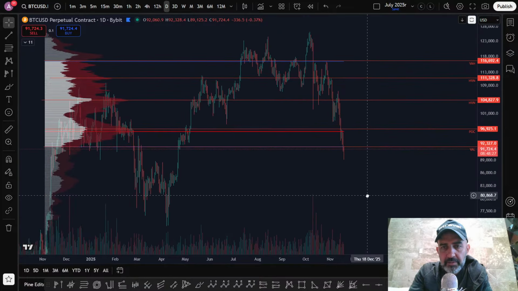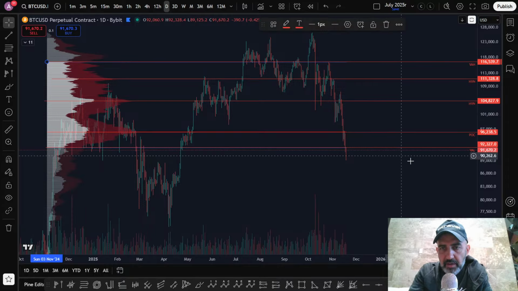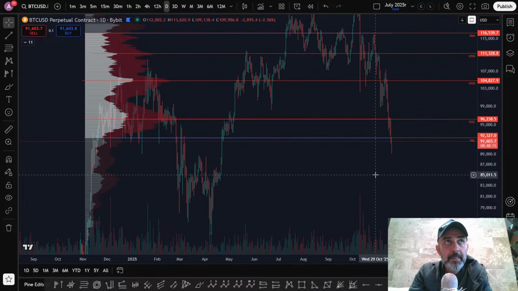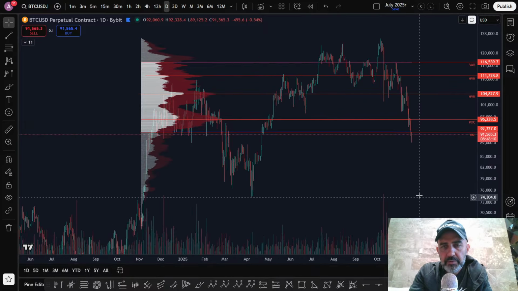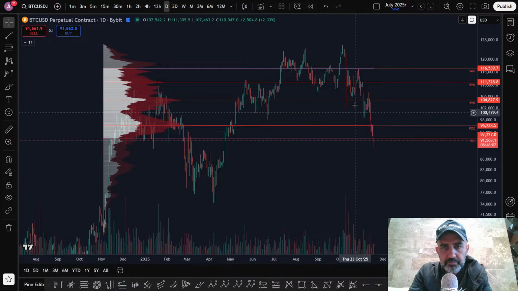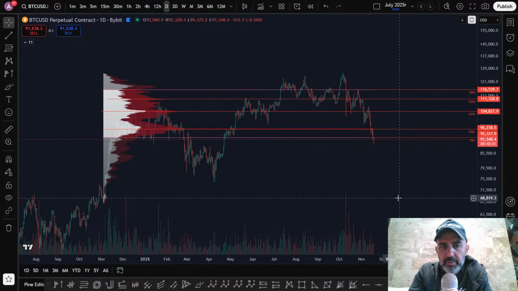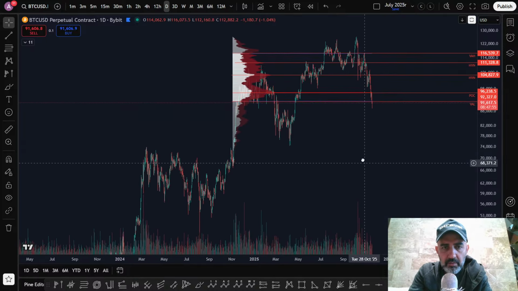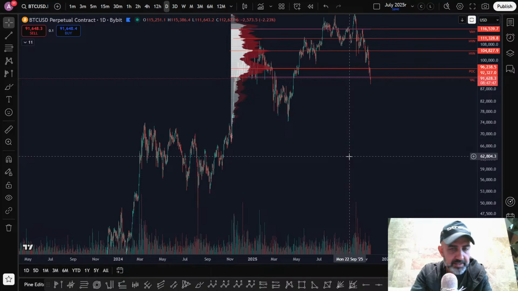Okay. The point of control has moved down a little bit. Got the value area high, value area low. Looks like we've lost the value area low here. Filled some gaps. There were some gaps here. We filled them. A couple of high volume nodes. Point of control, value area low, value area high. Interesting, huh? Interesting.